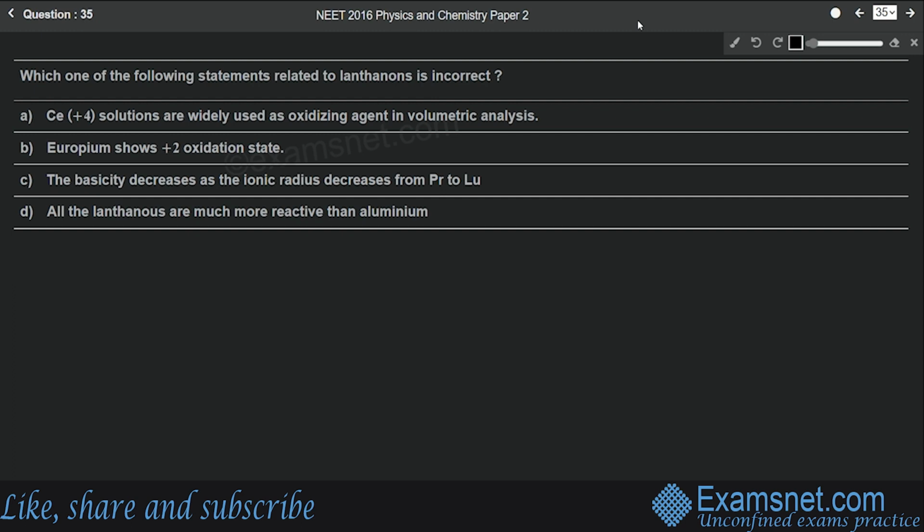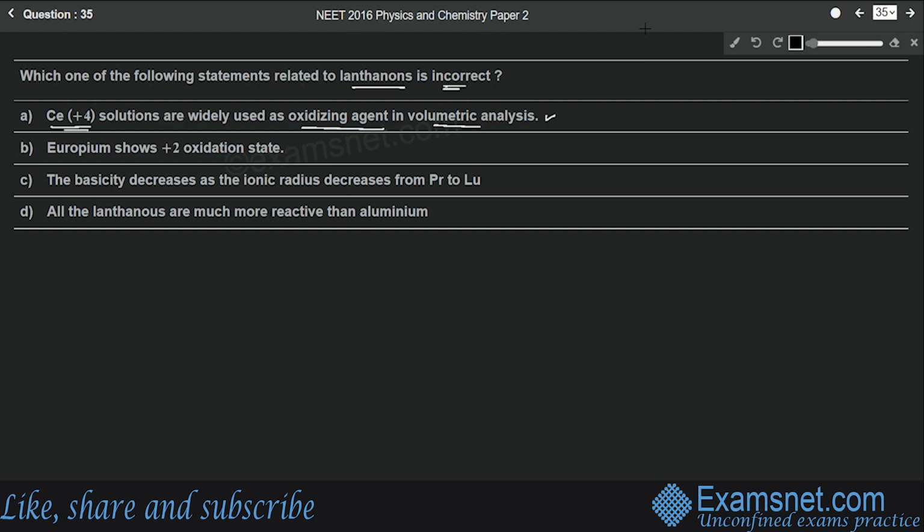Question number 35 is from the d and f block elements, and the question is, which one of the following statements related to lanthanoids is incorrect? Okay, so let's check. The first statement says that cerium plus 4 solutions are widely used as oxidizing agents in volumetric analysis. See, this is the correct statement.